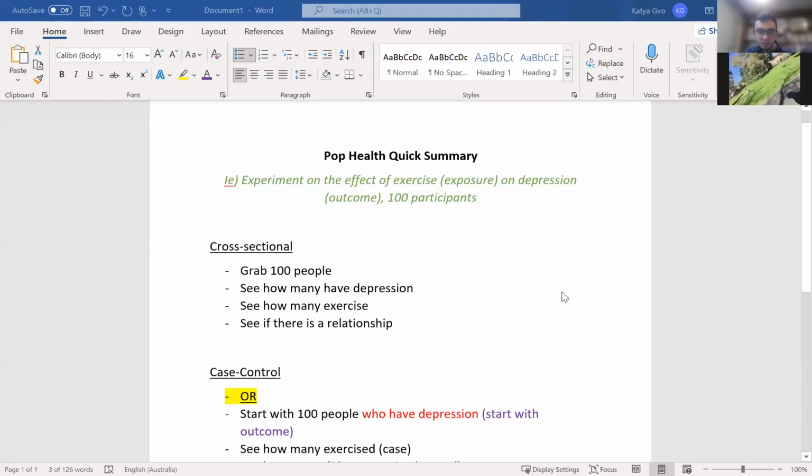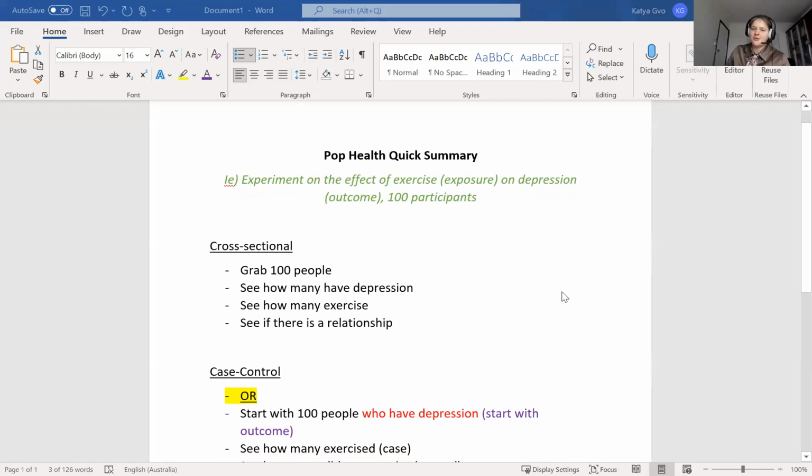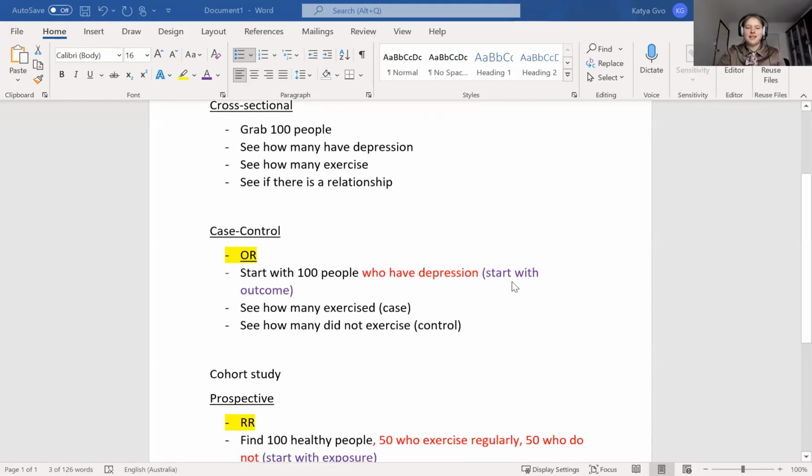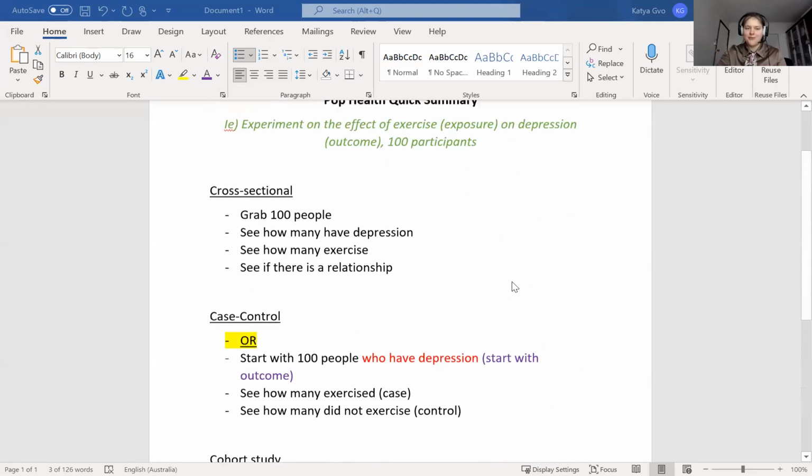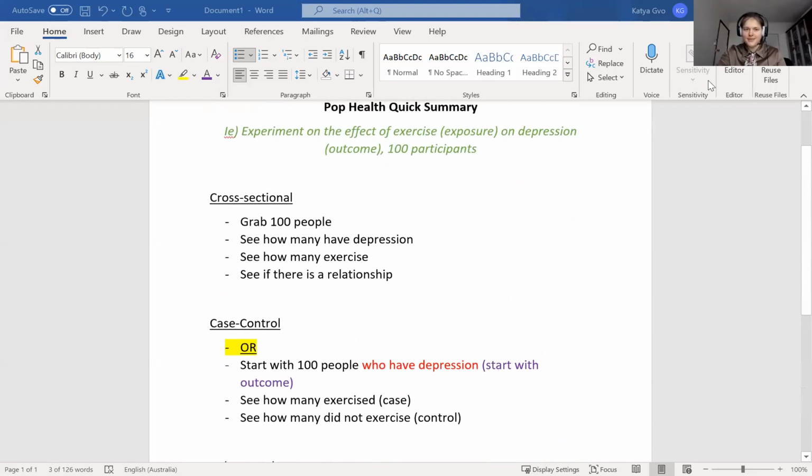David, I might just jump in with a bit of an example for the pop health. I had a few questions asking for some concrete examples. Yeah, of course. So I wrote up a little sample experiment on the four main ones. Let's say we're doing an experiment on the effect of exercise, which is our exposure, because that's the thing they're exposed to, on depression. And that's the outcome. I just listed the four main ones that people get confused about.